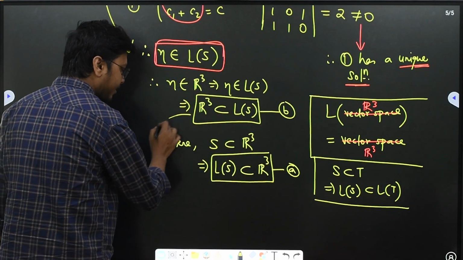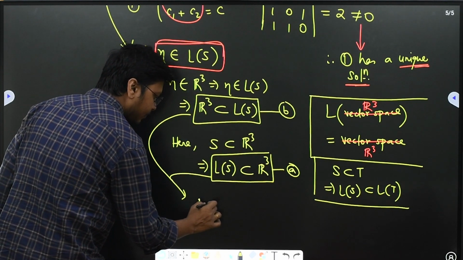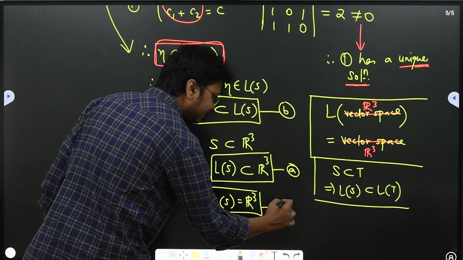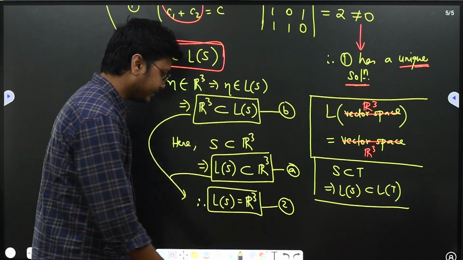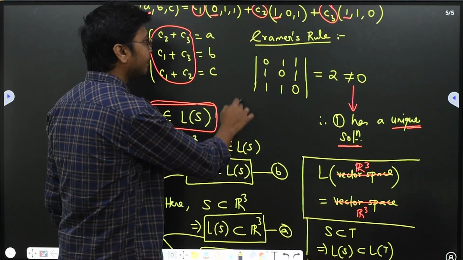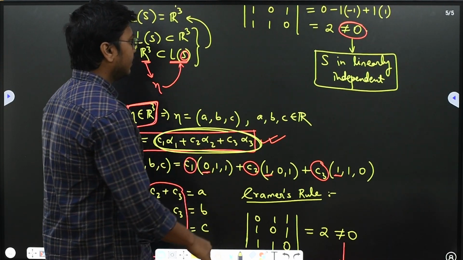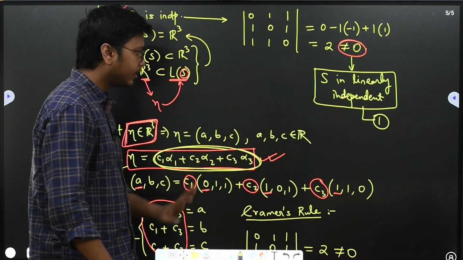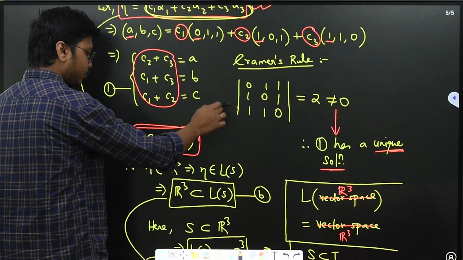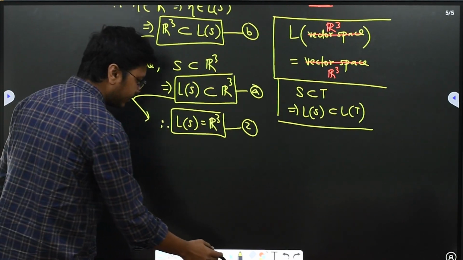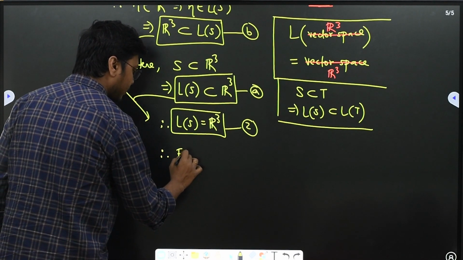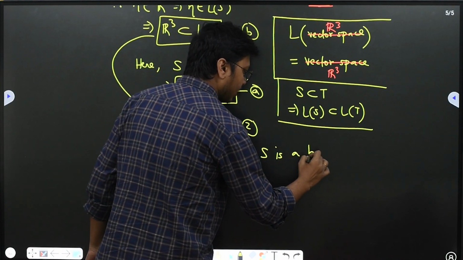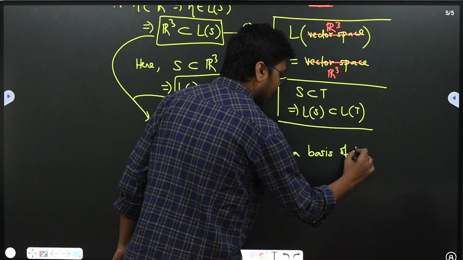So combining A and B together, I can say that therefore LS equals R3. And that is condition number 2 of the basis. Remember, we have already done condition number 1 over here, that S is linearly independent. So condition 1 was that, and condition 2 we have got that LS equals R3. So I can say that therefore from 1 and 2, S is a basis of R3.